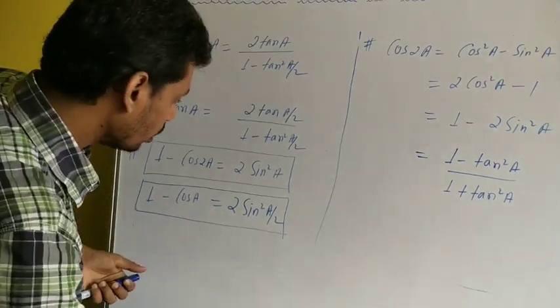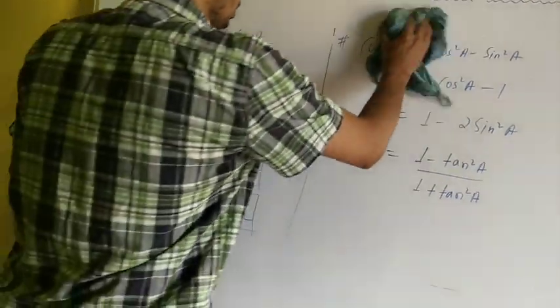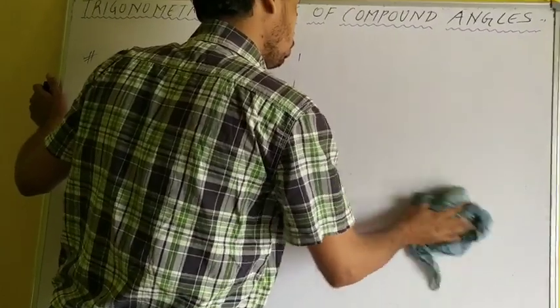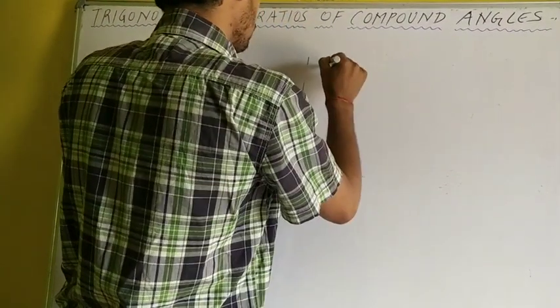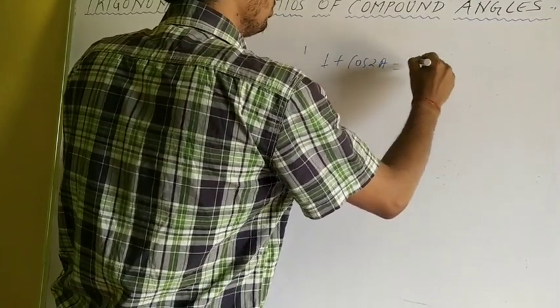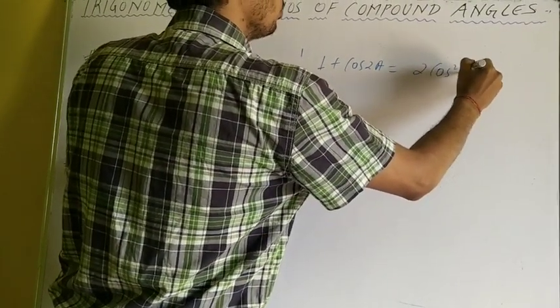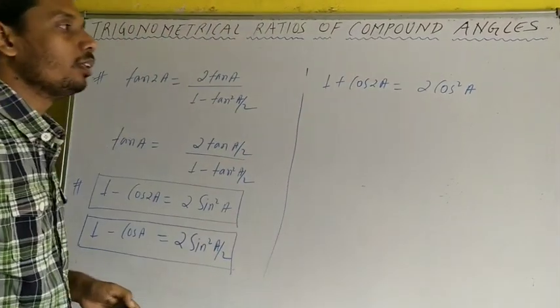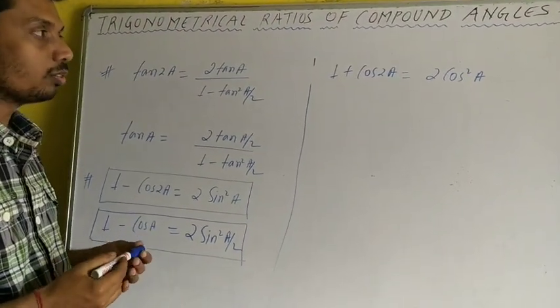Suppose 1 plus cos 2a is there. Now 1 plus cos 2a is equal to twice cos square a.